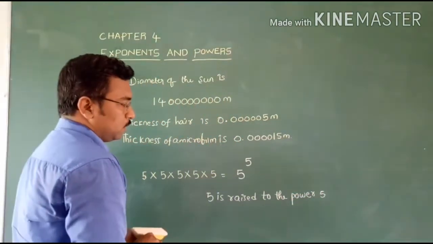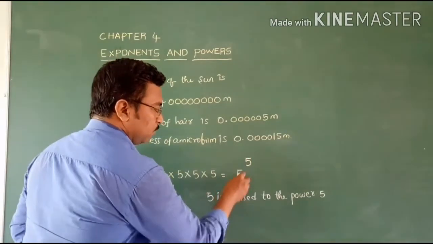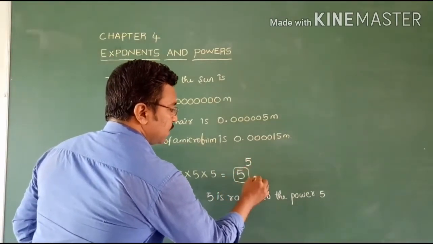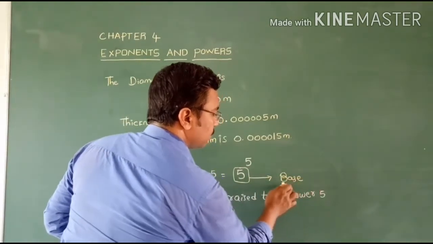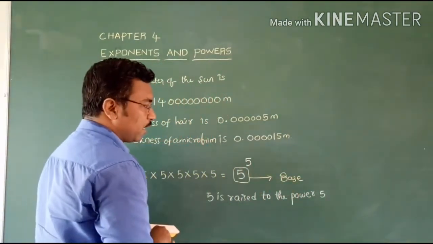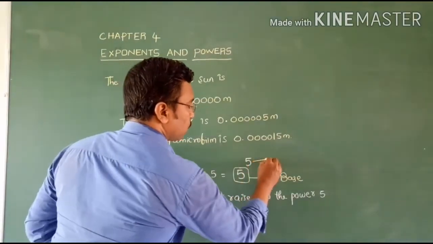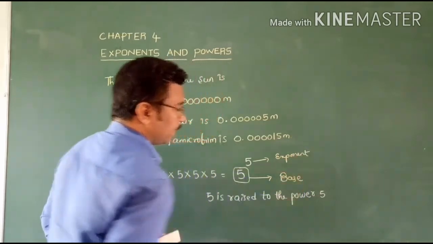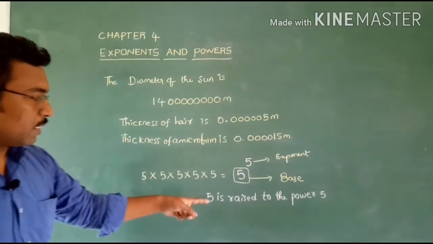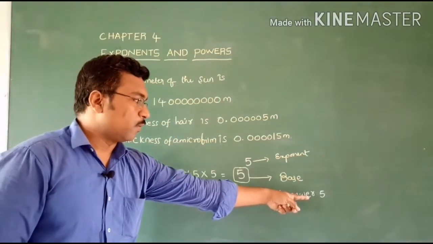So, in this 5 power 5, this 5 is called the base, and this 5 is called the exponent or power. So this can be read as 5 is raised to the power 5.